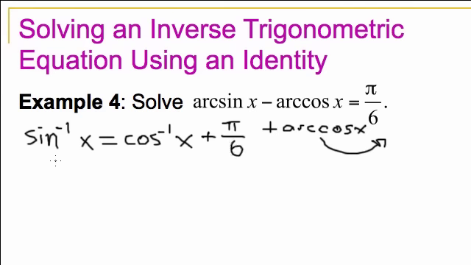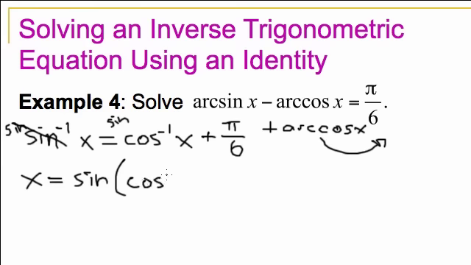All right. Now we want to get x by itself. How do we get rid of this inverse sine? We're going to do sine to both sides of the equation. The left hand side works out nicely in that it just cancels. We're going to get x equals, but on the right side we've got sine of the entire right side, sine of the inverse cosine of x plus pi over 6.